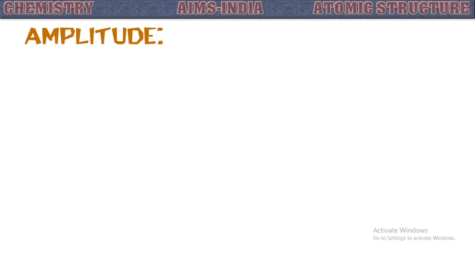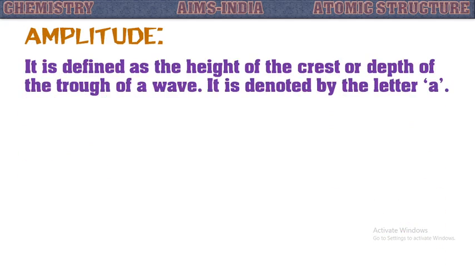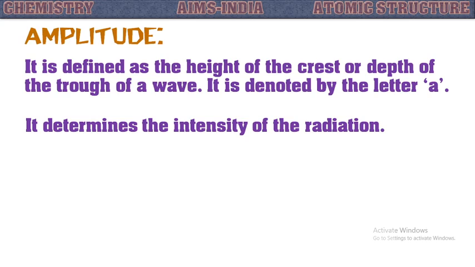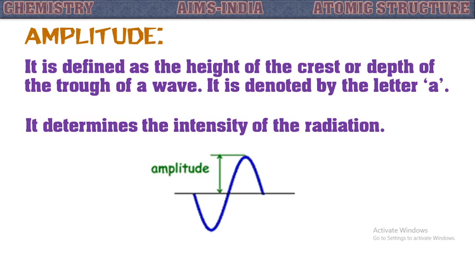Next property, amplitude. It is defined as the height of a crest or depth of a trough. It is denoted with the symbol A. It determines the intensity of radiation. So the height of a crest or depth of a trough is considered the amplitude.